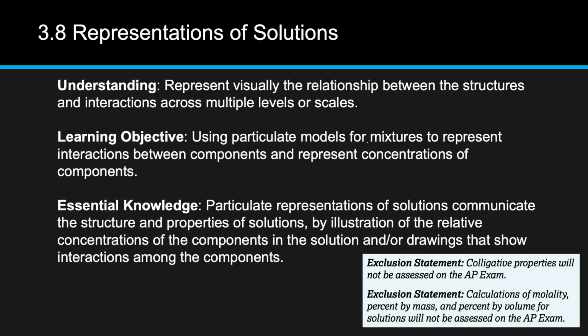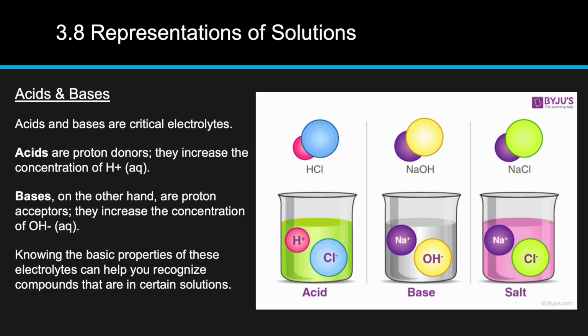In the curriculum guide, AP Chemistry clearly states that colligative properties, calculations of molality, percent by mass, and percent by volume for solutions will not be assessed on the AP Chemistry exam. So acids and bases have their own unit later on in the year.